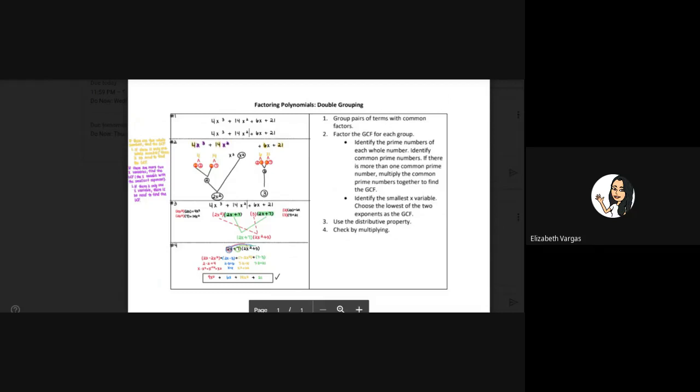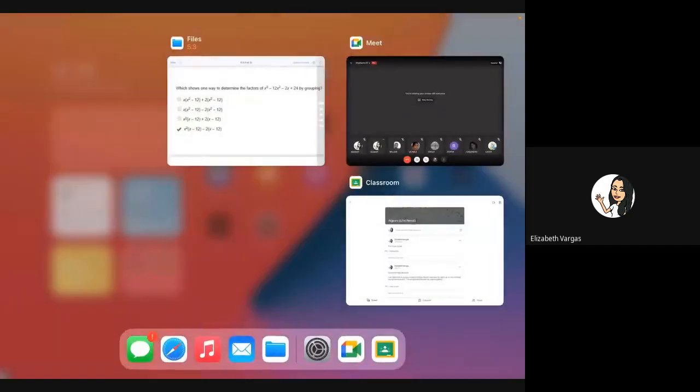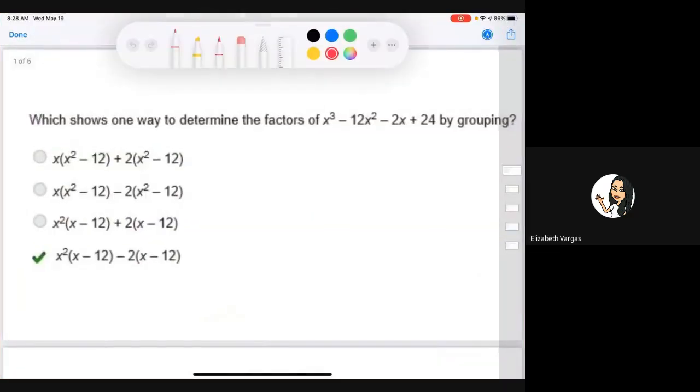All right, so questions right now? So let's go ahead and look through some example problems. Let me share my screen. Okay, perfect. So here is the first problem we're going to look at. Actually, hold on one second.